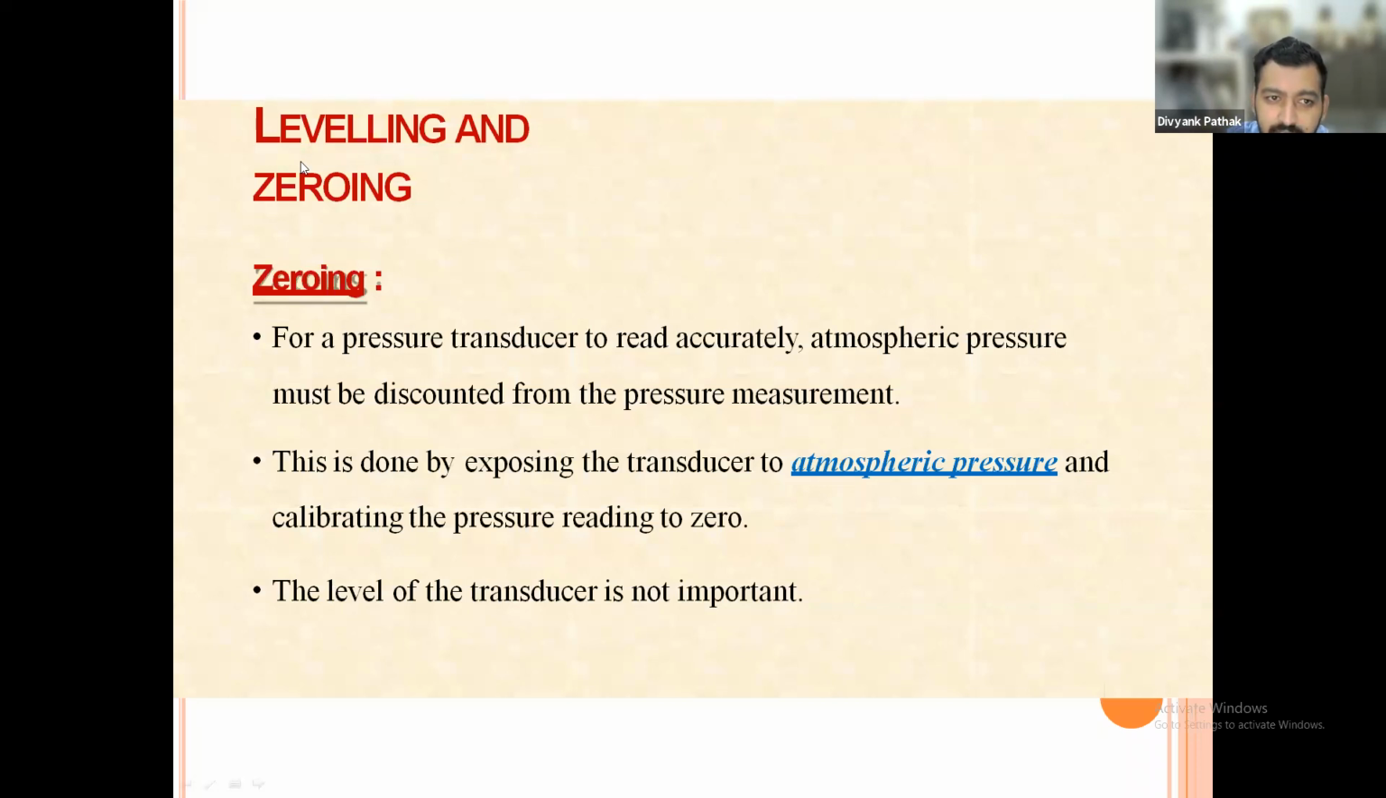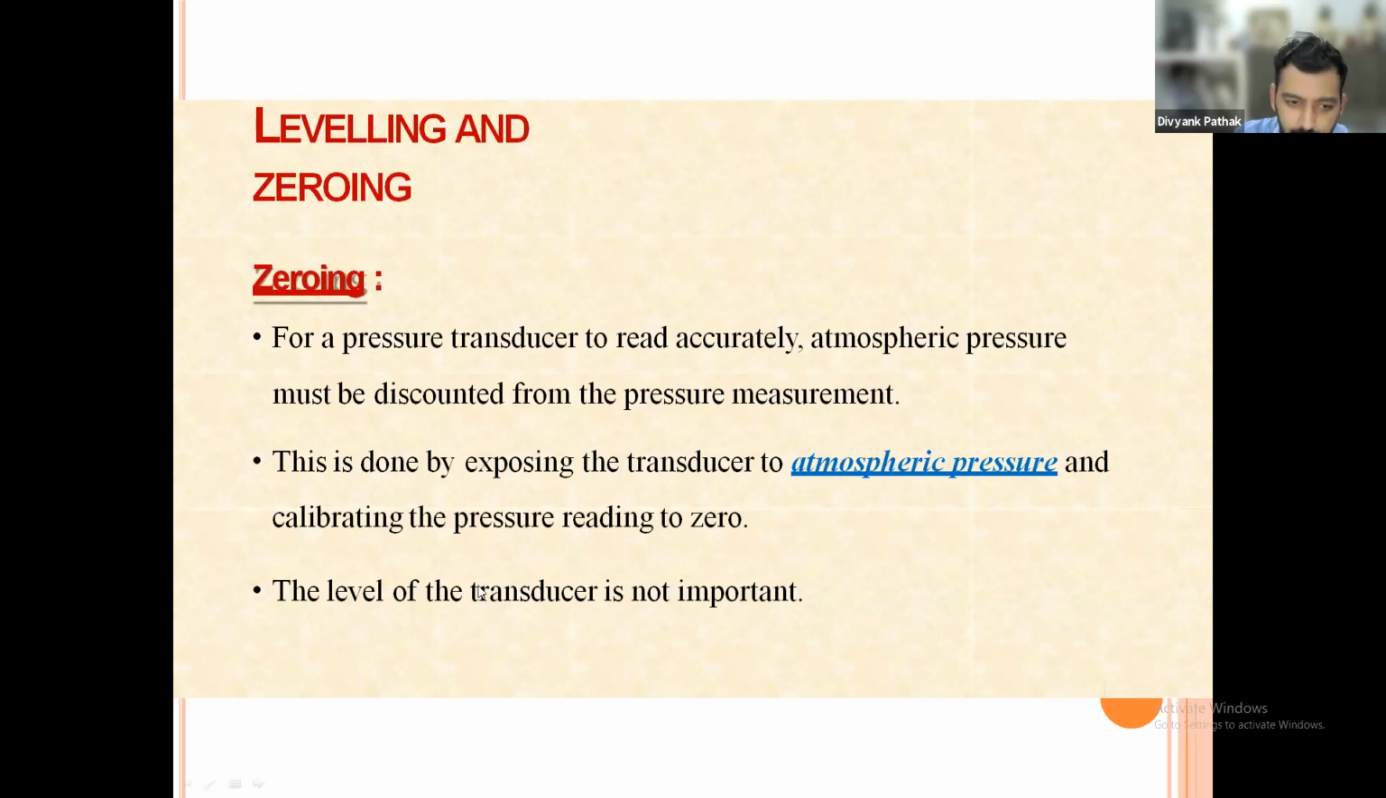So that is called leveling and zeroing. Zeroing: for a pressure transducer to read accurately, atmospheric pressure must be discounted from the pressure system. This is done by exposing the transducer to the atmospheric pressure and calibrating the pressure reading to zero. So there are two steps. First, you have to level it. We'll come to the leveling part. We have to level at the right position. Then we have to expose the system to the atmosphere so that the transducer gets atmospheric pressure, and then we have to zero it so that atmospheric pressure is cancelled.